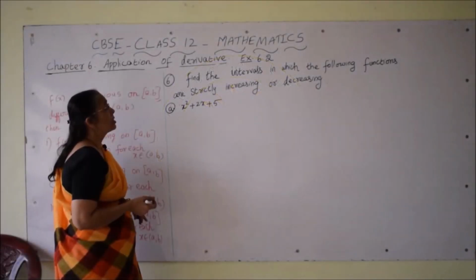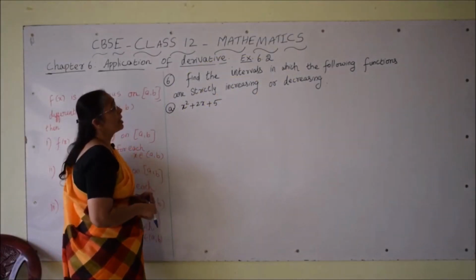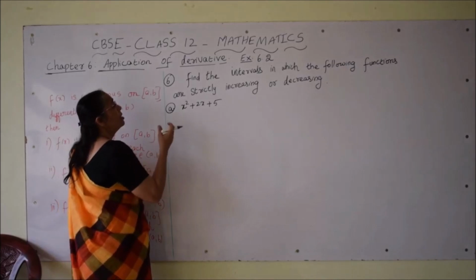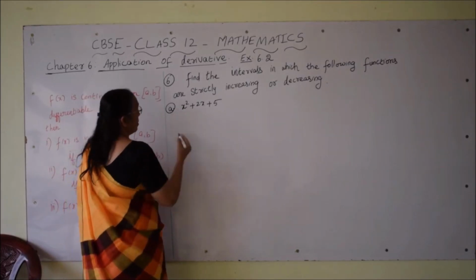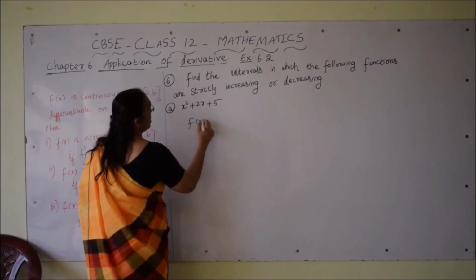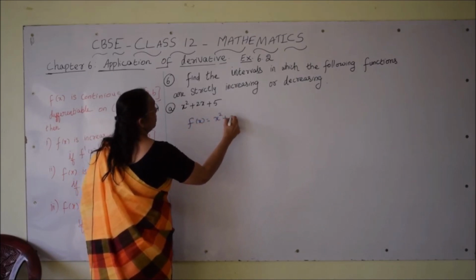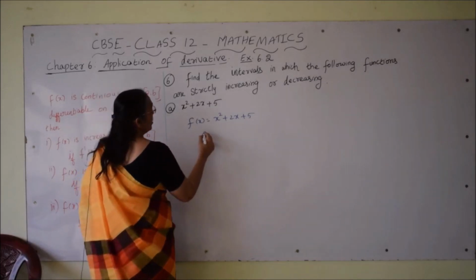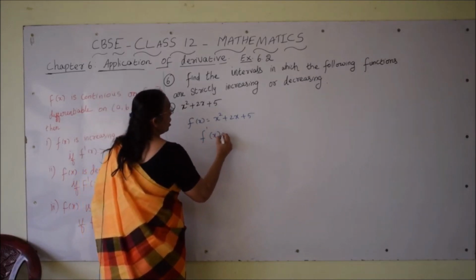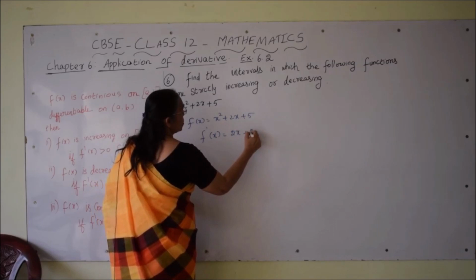Question number 6. Find the intervals in which the following functions are strictly increasing or decreasing. Problem number a: the function f of x is given as x square plus 2x plus 5. So our first step, differentiation. So f dash of x is 2x plus 2.